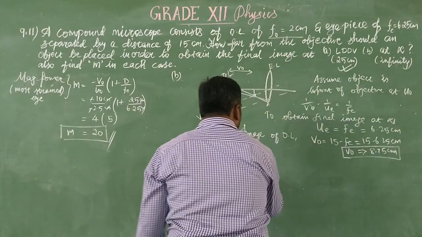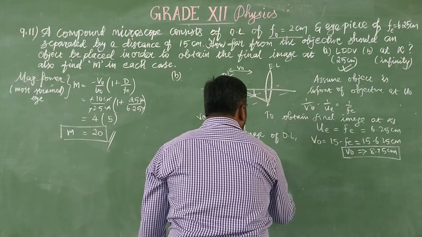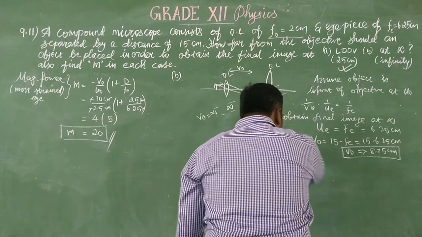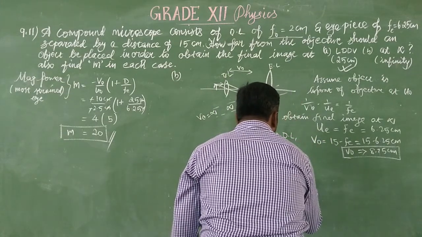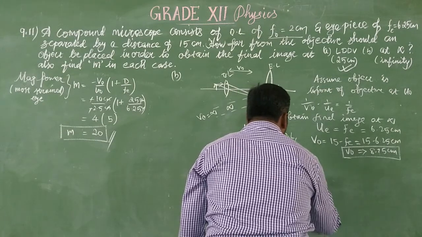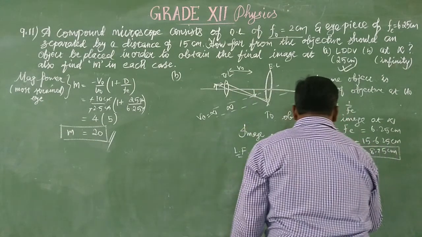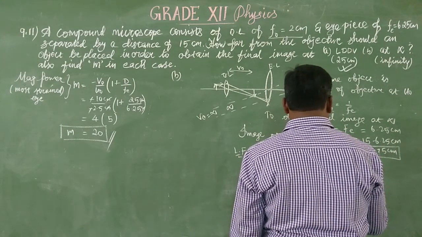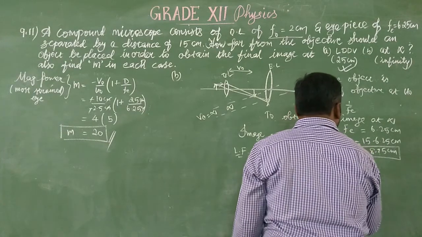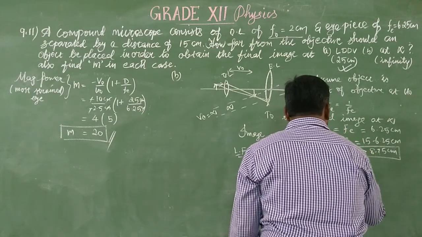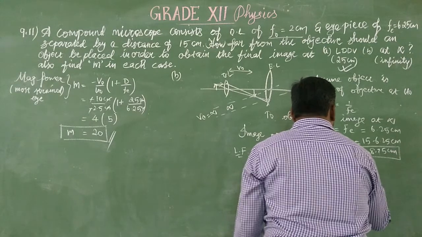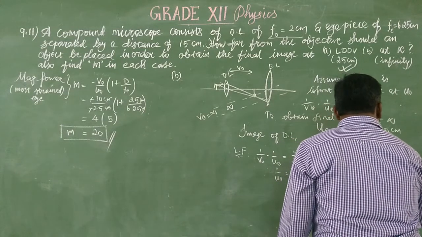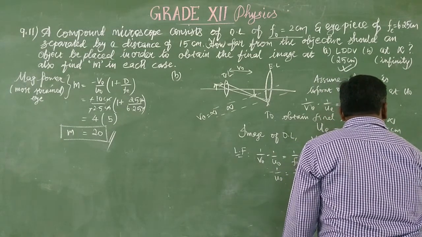So from the lens formula, 1 by V0 minus 1 by U0, which is equal to 1 by F0. So minus 1 by U0 is equal to 1 by F0 minus 1 by V0. So substitute the value. V0 is 8.75. What is the focal length of the objective? It's 2 centimeter. So 1 by U0 is equal to 1 by 8.75 minus 1 by 2.